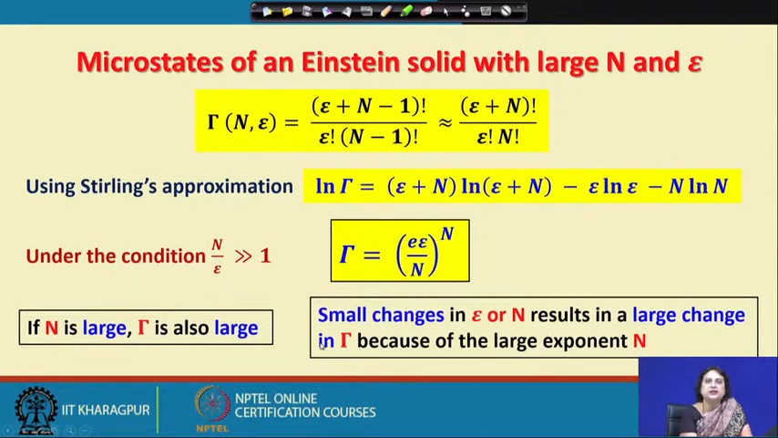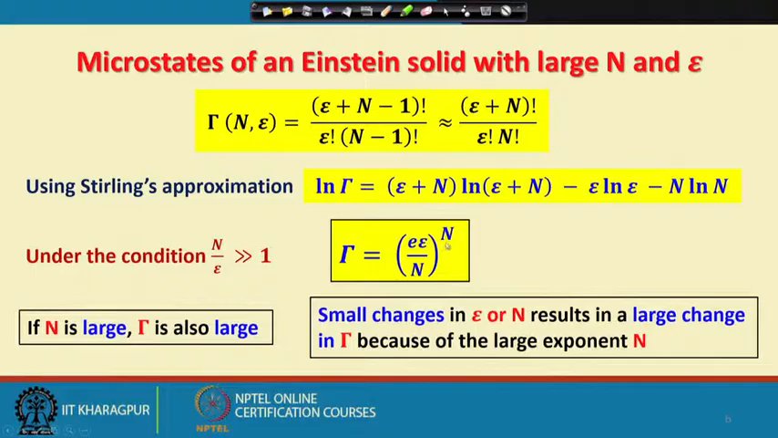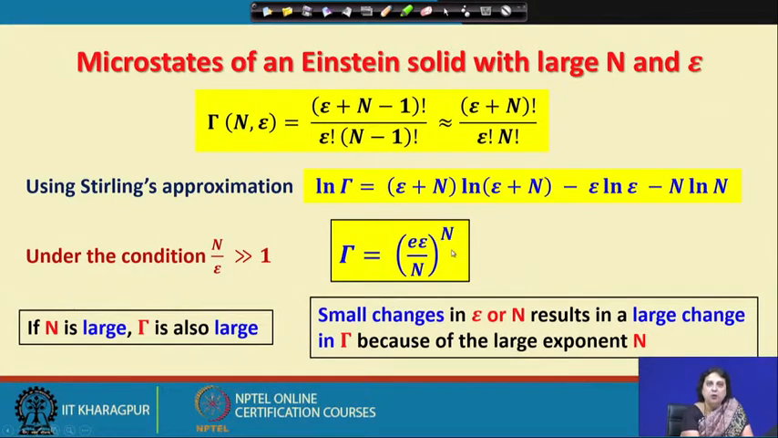if I introduce small changes in the values of epsilon or N, there will be a very large change in gamma, and that is because I have this very large exponent over here, which is controlling how the number of microstates is going to respond to these small changes in either epsilon or capital N.